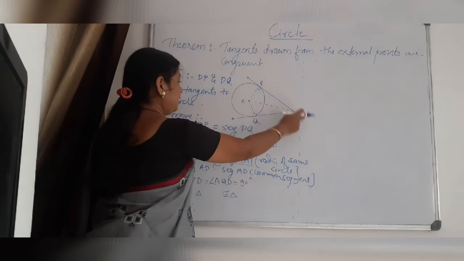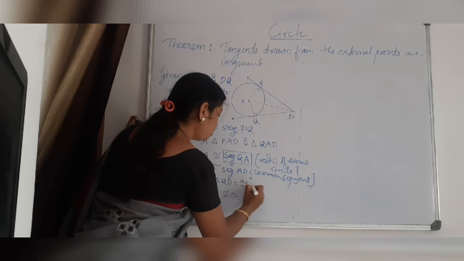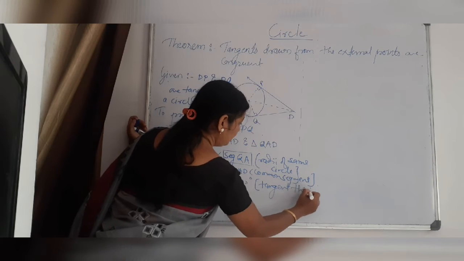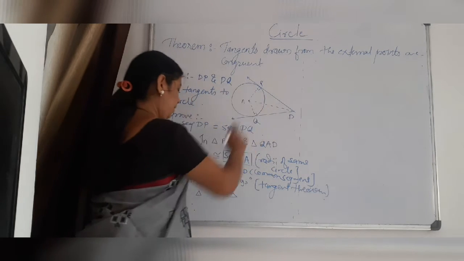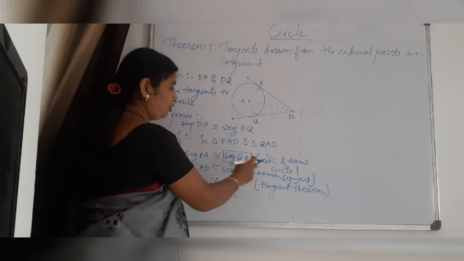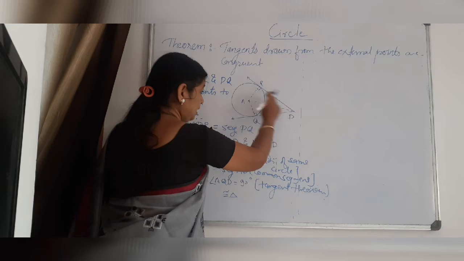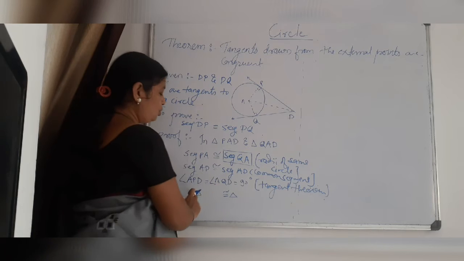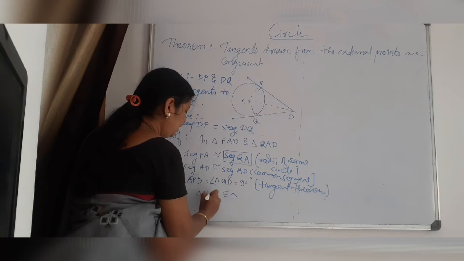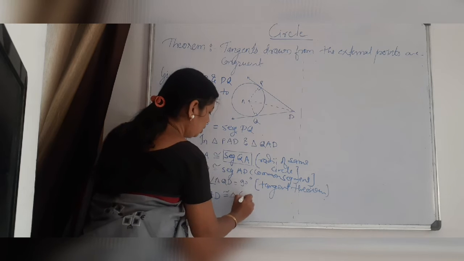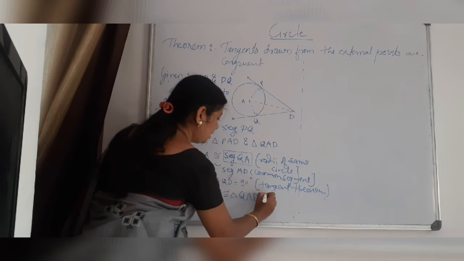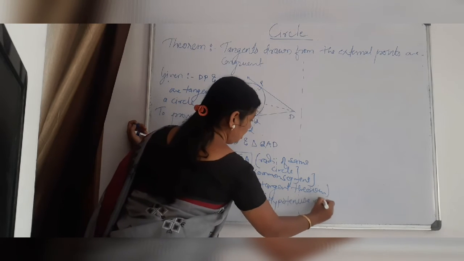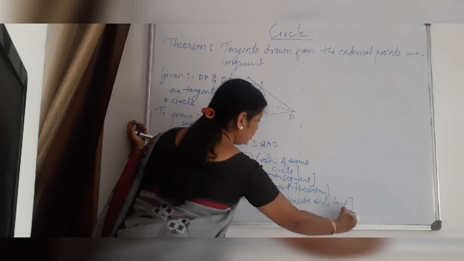Then angle APD is congruent to angle AQD, each 90. By which theorem? The tangent theorem: the radius is perpendicular to the tangent. Now AD is the hypotenuse in both right triangles. So which test is applicable here? These two triangles are congruent. Triangle PAD is congruent to triangle QAD by the hypotenuse side test.